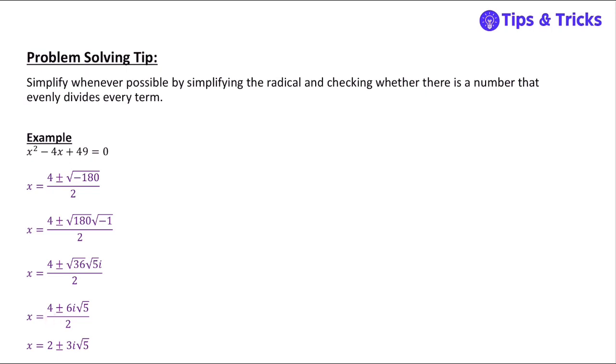So now we have 4 plus or minus 6i square root of 5, over 2, and what we can do is divide every term in this expression by 2. This will reduce to 2, this will reduce to 3, and then the 2 in the denominator will cancel out and become 1. So we have 2 plus or minus 3i times the square root of 5 as our final answer. Remember to always simplify whenever possible.